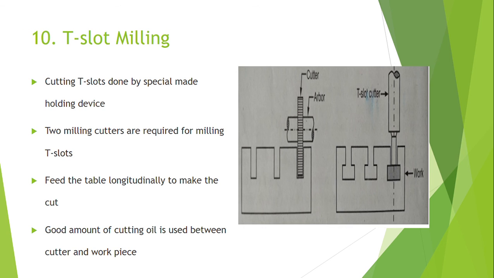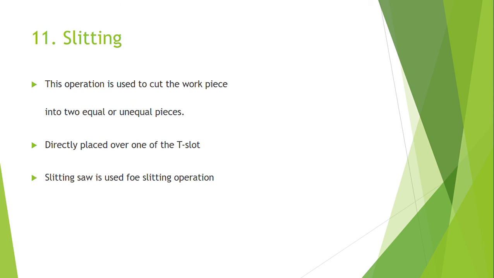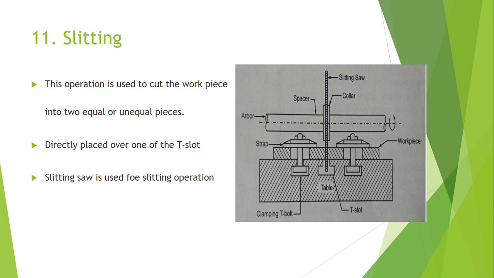Use a good amount of cutting oil between the cutter and the work during the operation, so that we can get the maximum finish. And the last one is slitting. Saw milling operation produces a narrow slot or groove in the workpiece using saw milling cutters. This operation is also used to cut the workpiece into equal or unequal pieces, or you can say parting off, meaning making 2 or more parts.